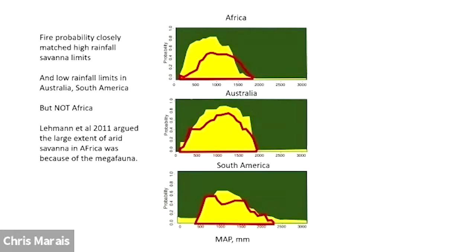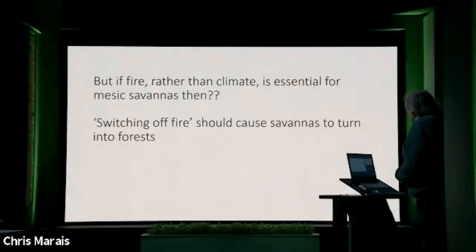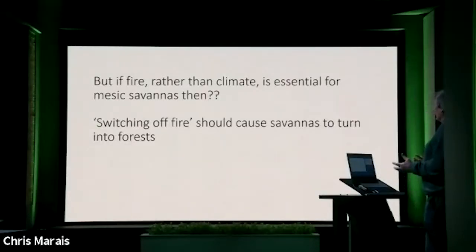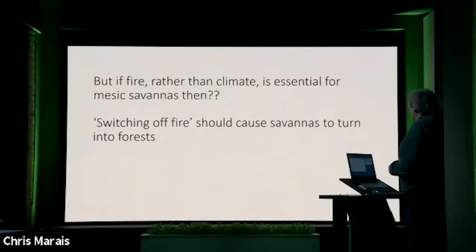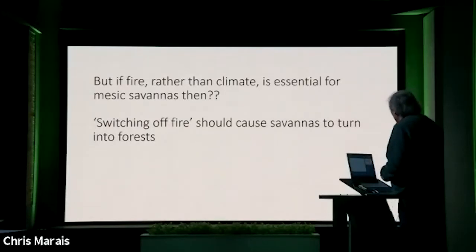But if you look at Africa, there's a huge chunk of savanna which seldom burns. And Africa, we argued, is different because it still has the remnants of the African megafauna, all those animals that eat grasses. So if fire rather than climate is essential for the higher rainfall savannas, then switching off fire should create forests from savannas. And that gives an opportunity for experiment.